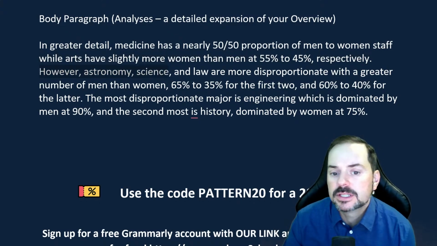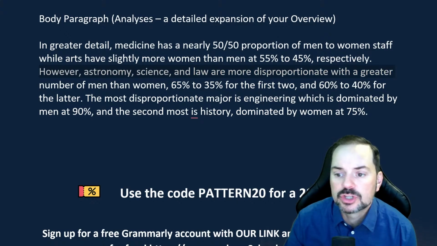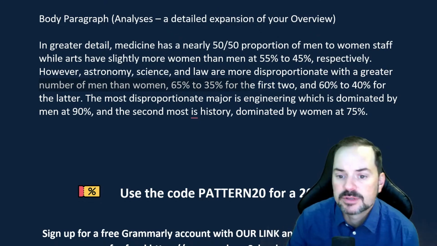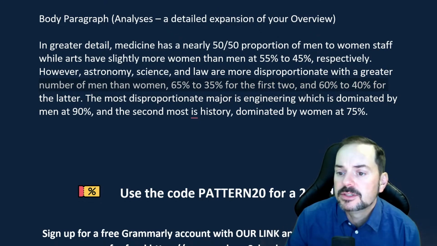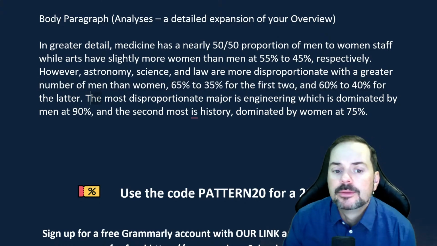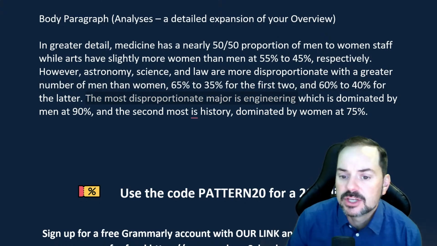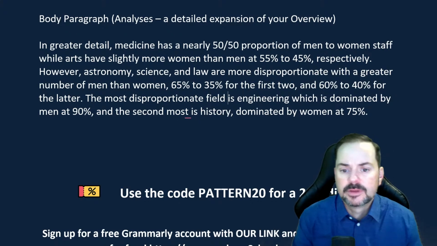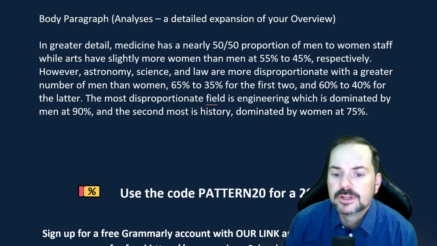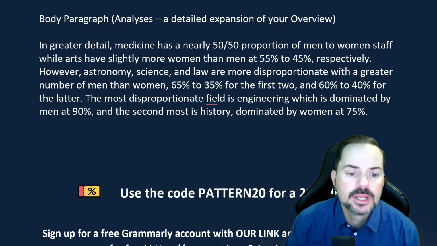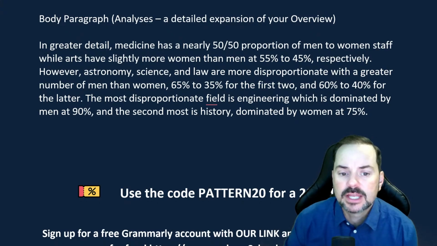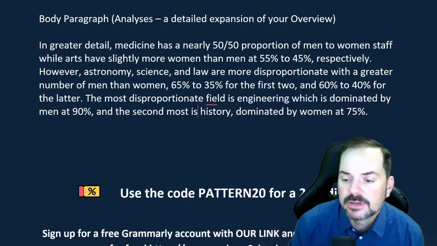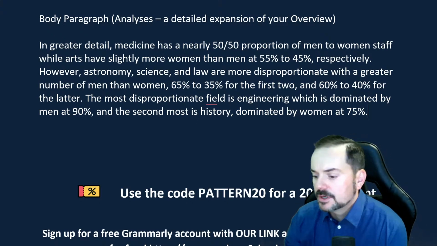However, astronomy, science, and law are more disproportionate with a greater number of men than women, 65% to 35% for the first two, and 60 to 40% for the latter. The most disproportionate major is engineering. Instead of major, I think field is a better choice here. Field is engineering, which is dominated by men at 90%. And the second most is history, dominated by women at 75%. Okay, so far so good.